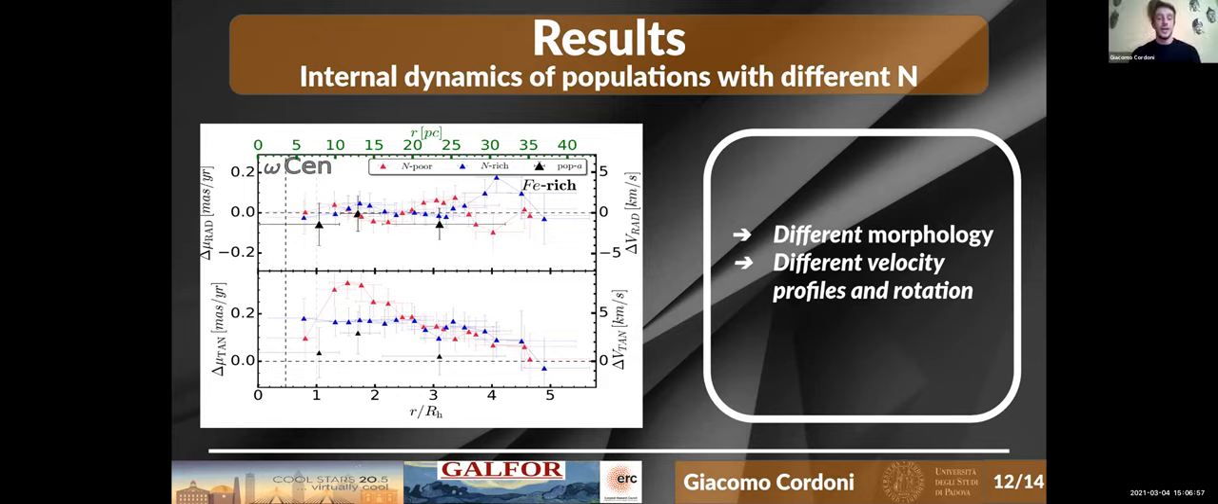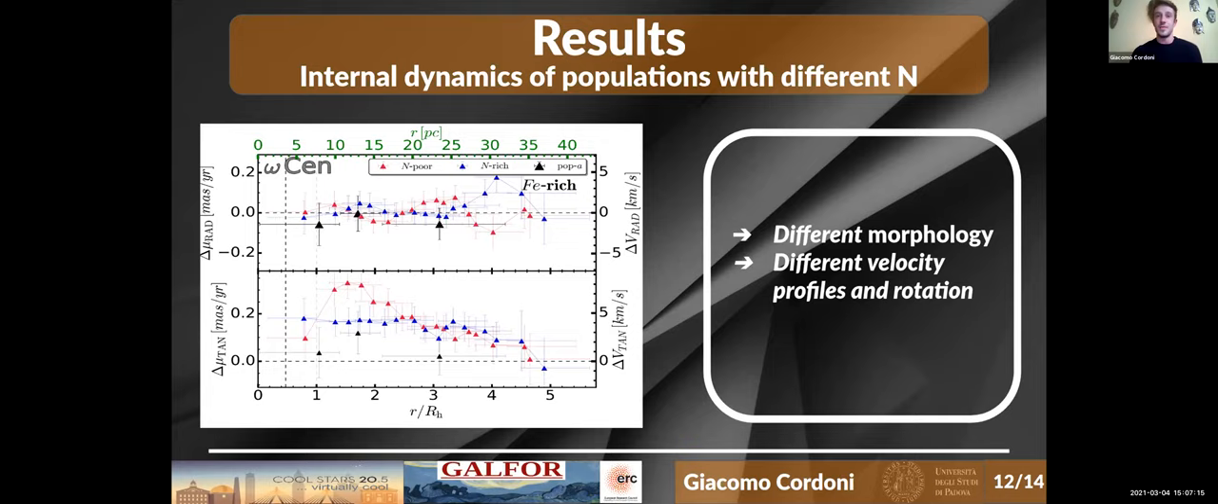Well, actually, what the model suggests is that in order to have a different rotational profile, because it's the rotation around the cluster center, it's not a rotation of the star itself, but rotation around the center. So it's a bulk motion.